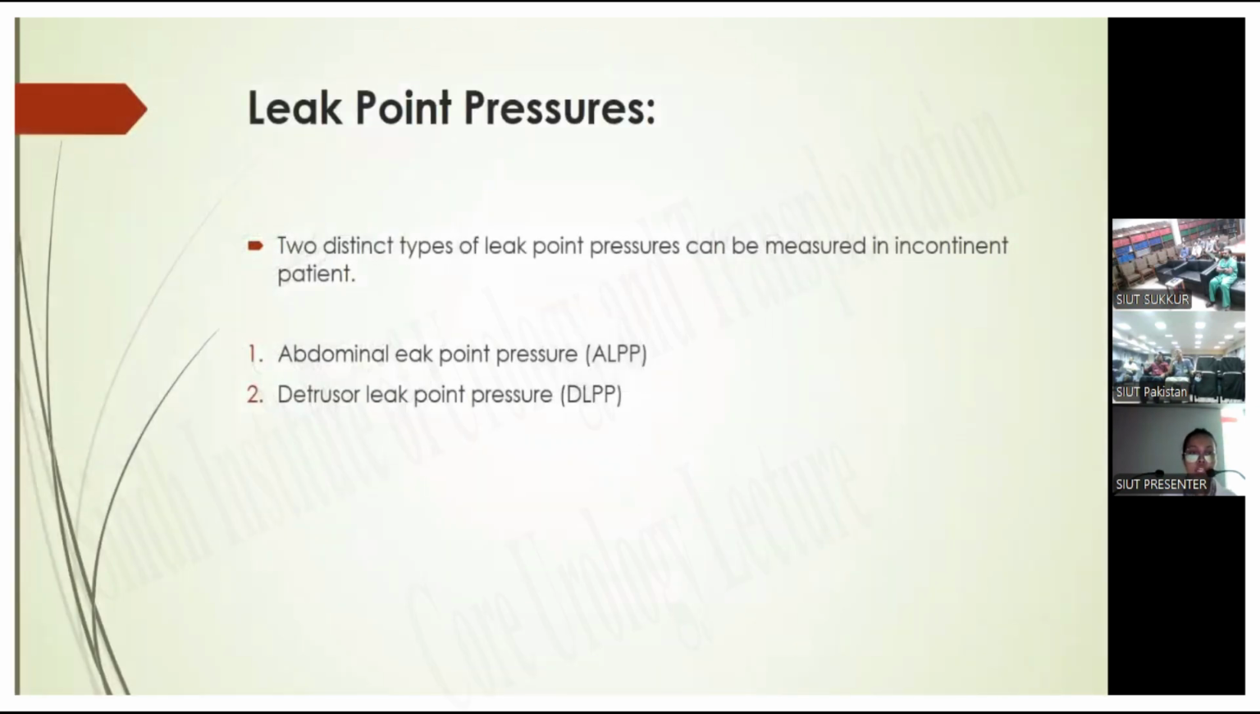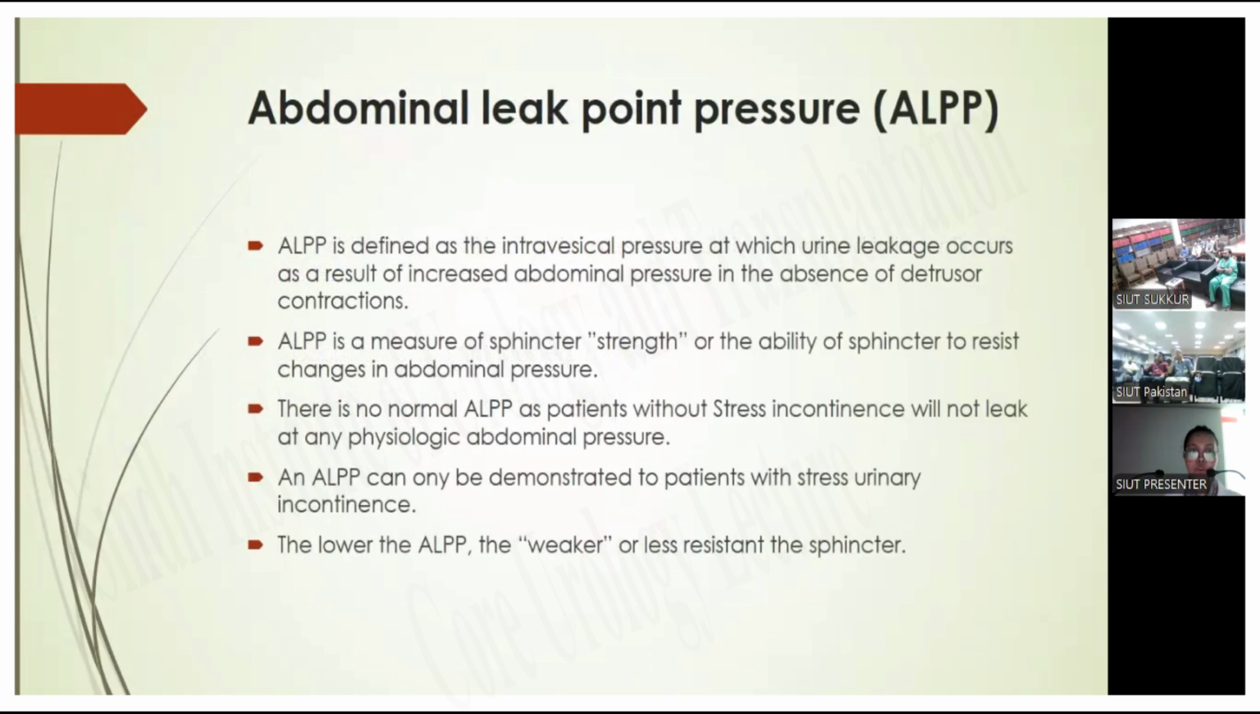Now moving towards the leak point pressures. There are two distinct types of leak point pressure that can be measured in incontinent patients. Number one is abdominal leak point pressure. Number two is detrusor leak point pressure. Abdominal leak point pressure is defined as the intravesical pressure at which urine leak occurs as a result of increased abdominal pressure in the absence of detrusor contraction. It is a measure of sphincter strength, or the ability of a sphincter to resist changes in abdominal pressure.